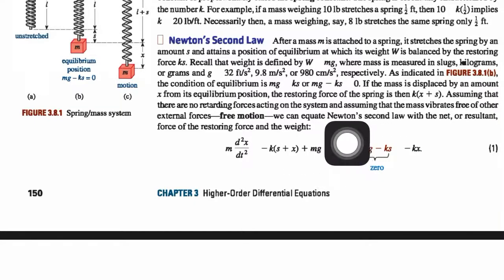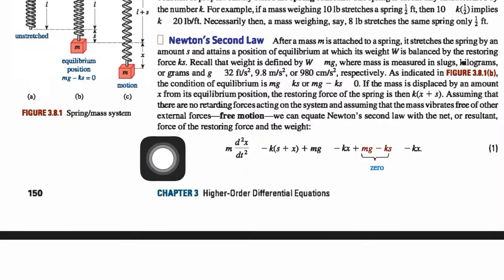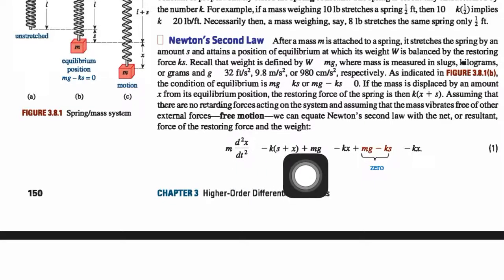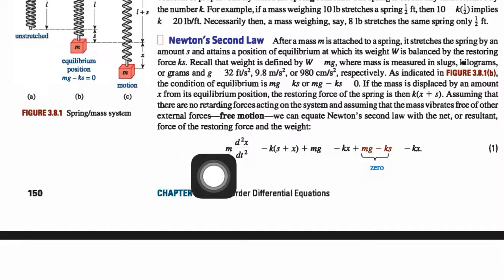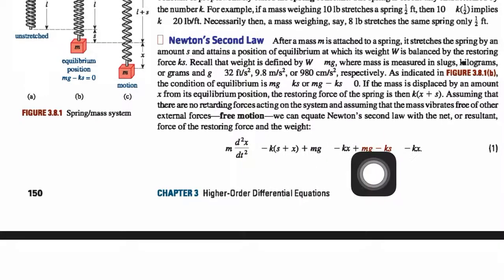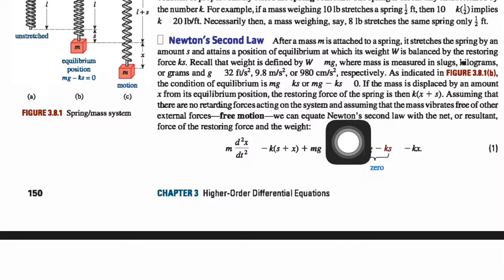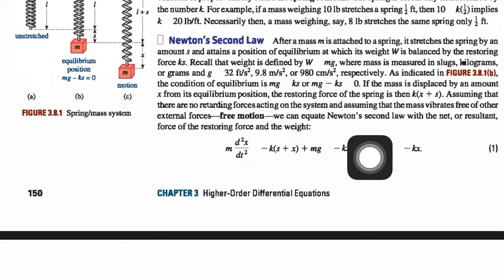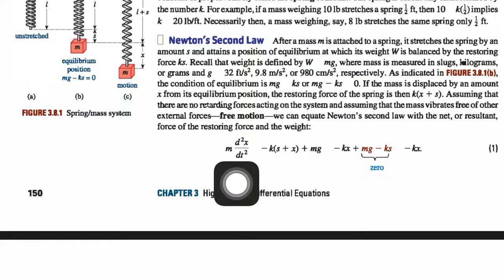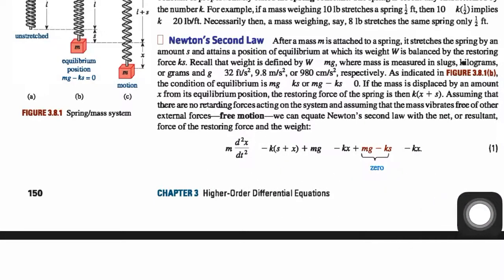Further, we can equate Newton's second law with the net or resultant force of the restoring force and the weight: m d square x over dt square equals minus k(s plus x) plus mg. So this is the equation for Newton's second law. Further I am going to simplify it. This result is equal to minus kx plus mg minus ks, and as you know, mg minus ks is equal to 0, the equilibrium position. So I am taking 0 in its place, so I got only minus kx. So m d square x over dt square is equal to minus kx.